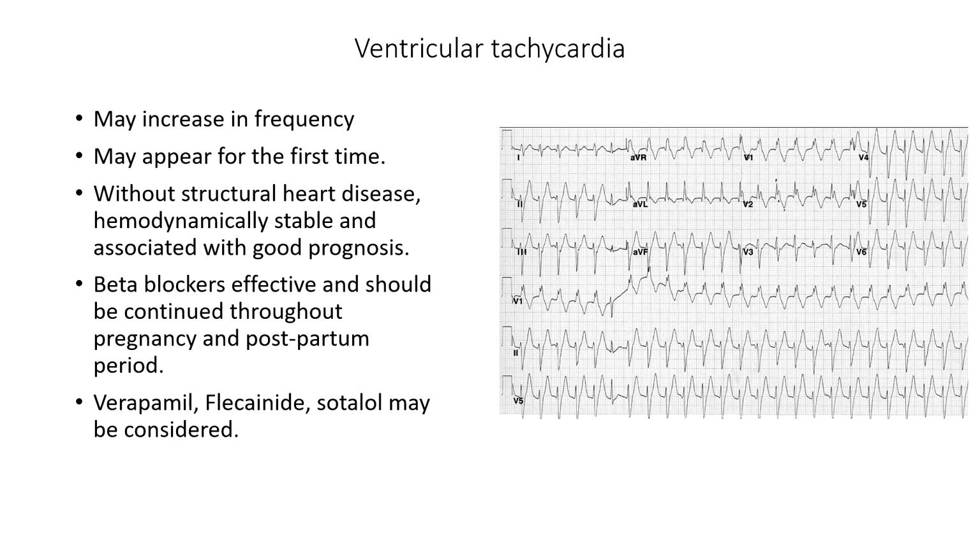Ventricular tachycardia may increase in frequency in pregnancy, and may appear for the first time. Somebody without structural heart disease, having idiopathic ventricular tachycardia which is hemodynamically stable, generally has a good prognosis. The drugs of choice here are beta blockers, and they should be continued throughout pregnancy and the postpartum period also, because these patients are liable to get recurrent episodes of ventricular tachycardia. Other drugs that can be considered are verapamil, flecainide, and sotalol, to convert ventricular tachycardia to sinus rhythm.